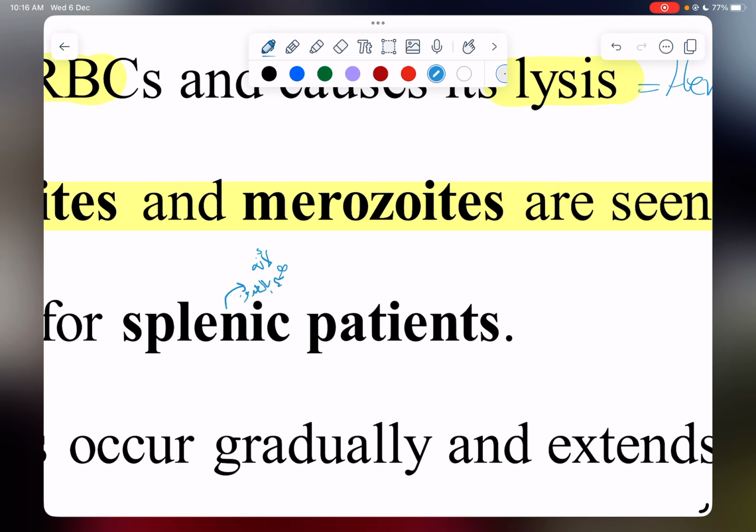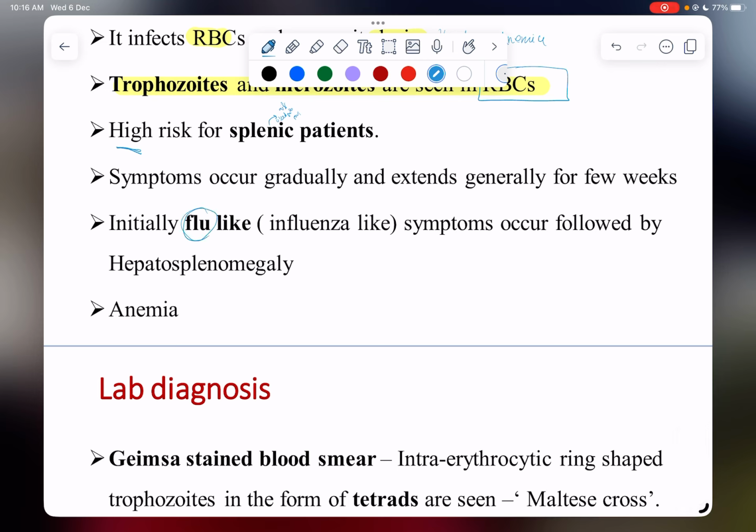It's a gradual onset and takes a few weeks to manifest completely. Initial symptoms are flu-like. What are flu-like symptoms? Fever, headache, malaise, body pains, a little bit of cough. All these are called flu-like symptoms. And then if you examine, there would be anemia, and there would be an enlargement of the spleen and liver.